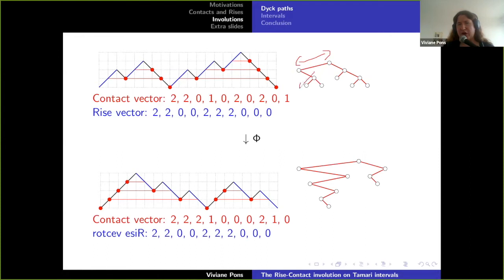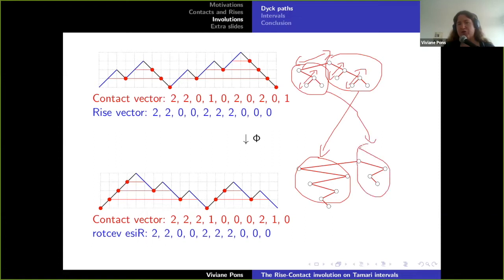It's just, on every left branch, you're doing some kind of reverse of all the left branches recursively. So here, for example, this subtree there now is sent to this subtree there, and this one is sent to this one. When you are used to binary trees, you know that it's quite a classical operation to do. And on the Dyck path, it's very easy. You just read it the other way around.